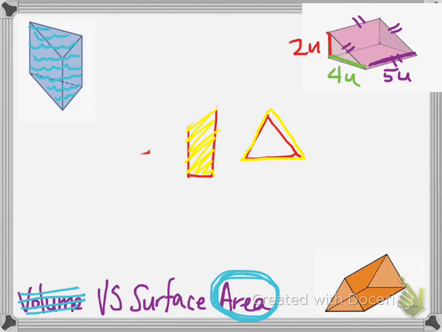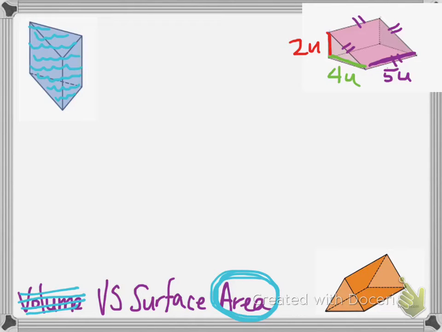So surface area, it's two-dimensional. But miss, these are three-dimensional objects. Yes, they are, but those three-dimensional objects, you may remember from previous years, can be decomposed into their flat surfaces. They can be decomposed into nets, which I will be posting a link to on Edsby.